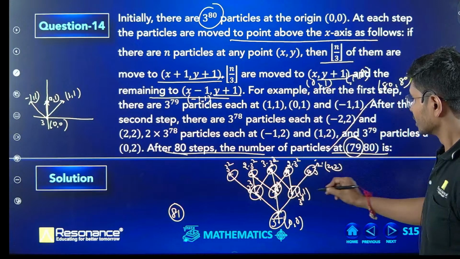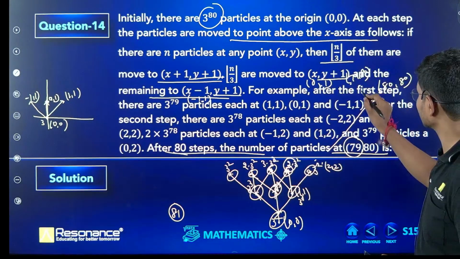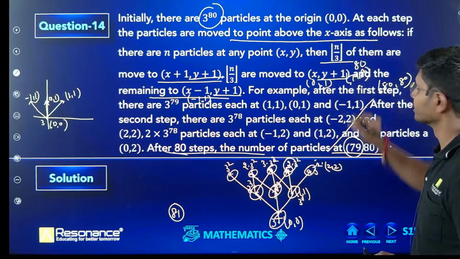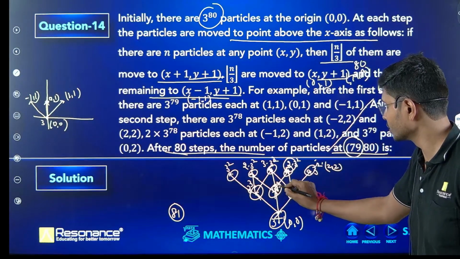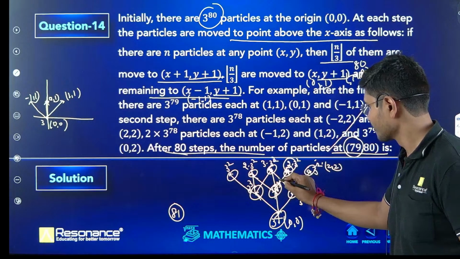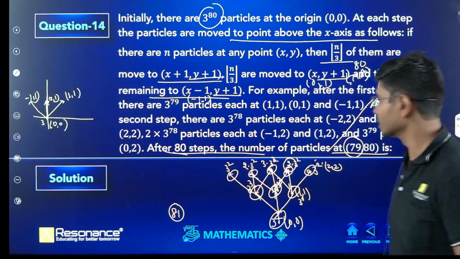Am I right? After 2 iterations, this will become 2. After 80 iterations, this will become how much? 80. Suppose the first iteration, this will become 1 into 3 power 3. Then this will become 2 into 3 square.